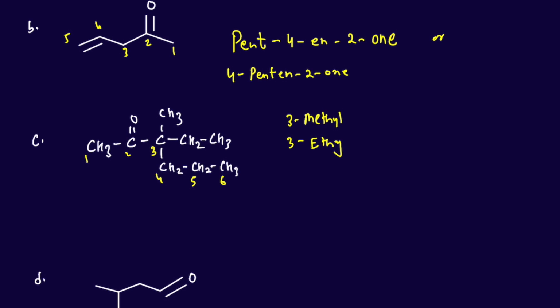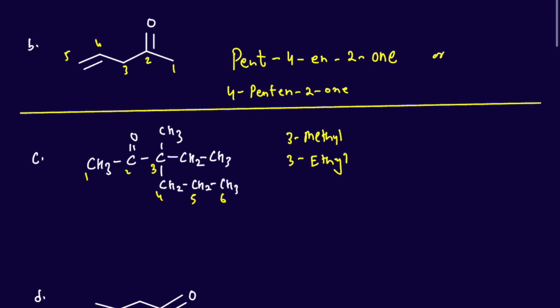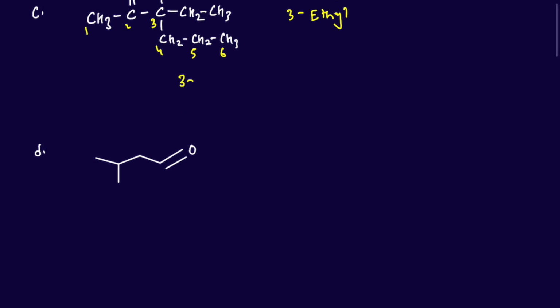So I got to make sure I put those in the names first. You always write down the branches first before you write down the main chain. So in order to put them in alphabetical order, E comes before M. So I would write down 3-ethyl, 3-methyl, and that's going to be a 6 carbon chain, so that's going to be hexane. There's no double bond or anything like that.